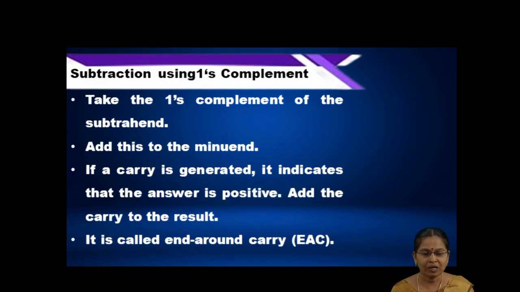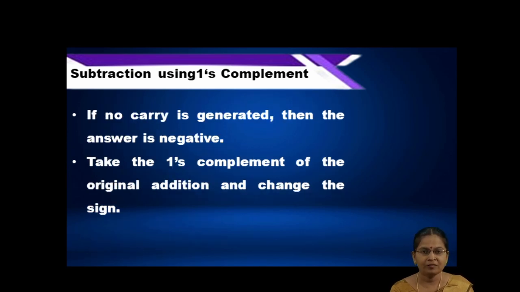Next, we have to find the subtraction by using 1's complement form. In this, first we take 1's complement of the subtrahend and add this value to the minuend. If a carry is generated, it indicates that the answer is positive. So we have to add the carry to the result. That carry is called end around carry. If no carry is generated, then the answer is negative. So we have to take 1's complement of the result and change the sign.